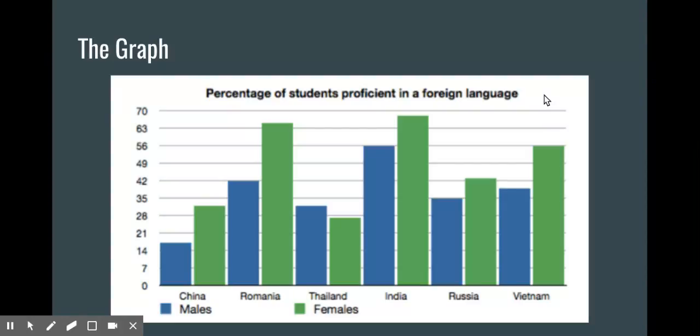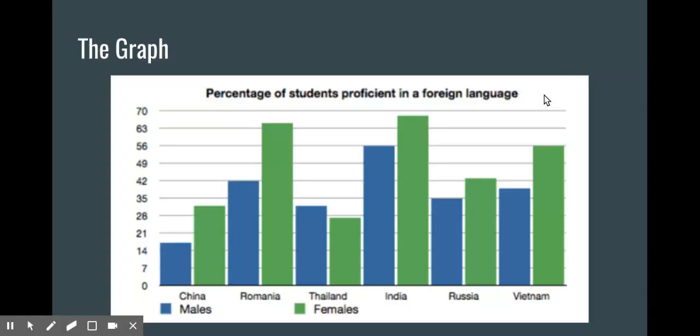All right, so let's get started. So in the last lesson, I talked about this particular graph, so I thought it would make sense for me to actually write something for this graph. This is the graph that it's been on the exam a lot. So if you've taken the exam in the past 6 months, you've probably seen this graph. And it's the one where we're talking about percentage of students proficient in a foreign language, and it gives you 6 countries: China, Romania, Thailand, India, Russia, and Vietnam.